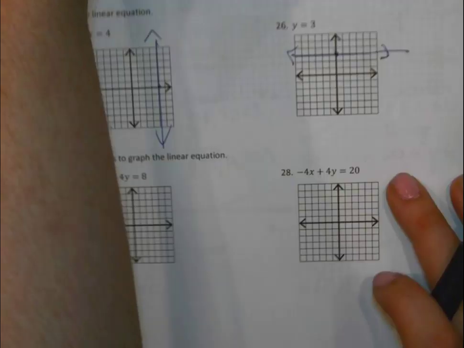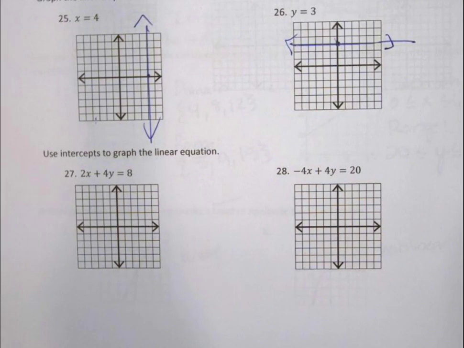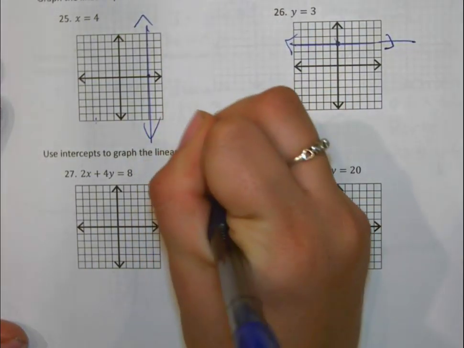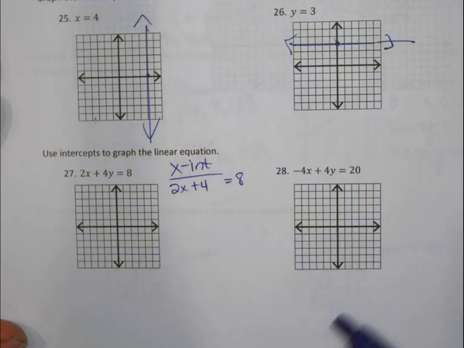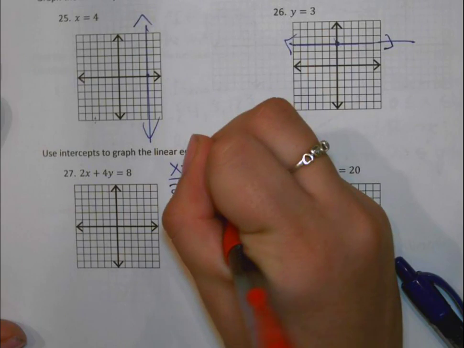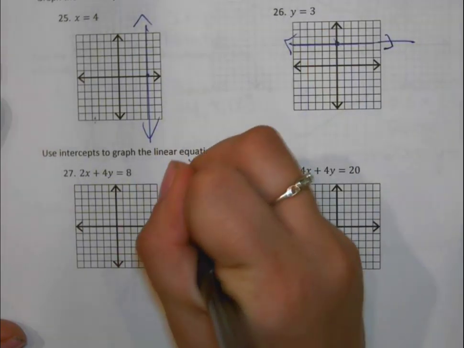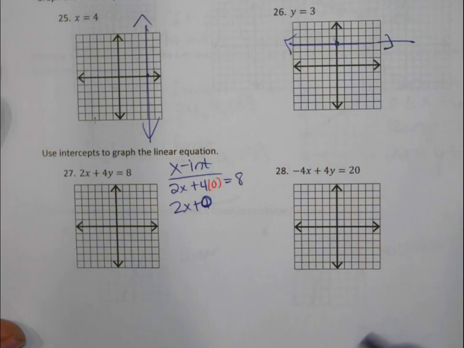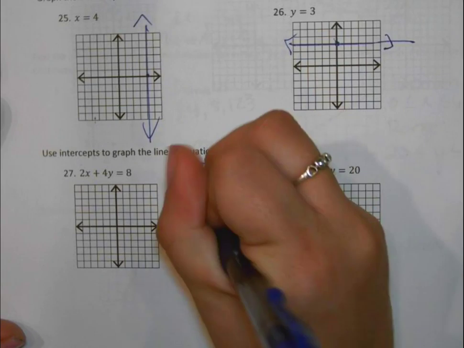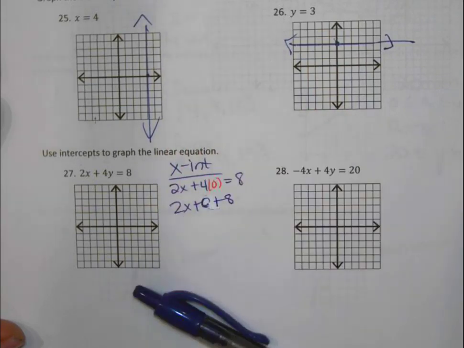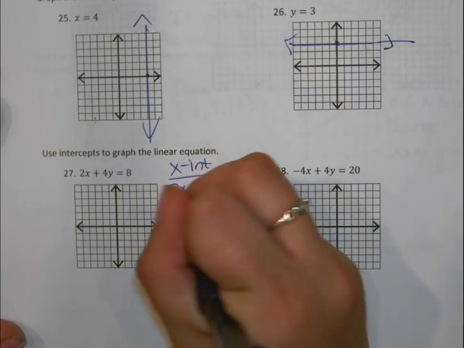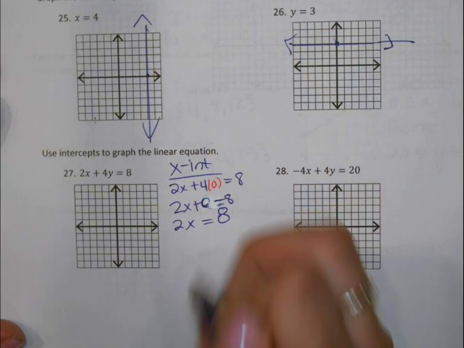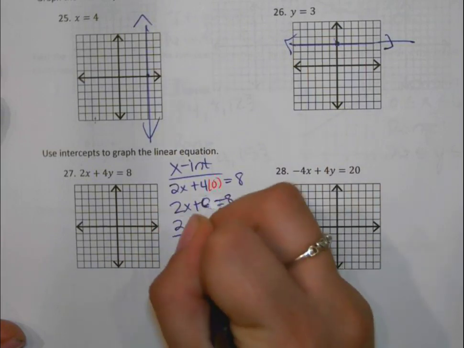27 and 28 want me to use intercepts to graph the equation. So to find my x-intercept, I'm going to plug in 0 for y. So I have 2x equals 0. 4 times 0 is 0, not 4 like I thought. Equals 8, not plus 8. I can rewrite it without the 0, so 2x equals 8. And I divide by 2 on both sides, I get x equals 4.